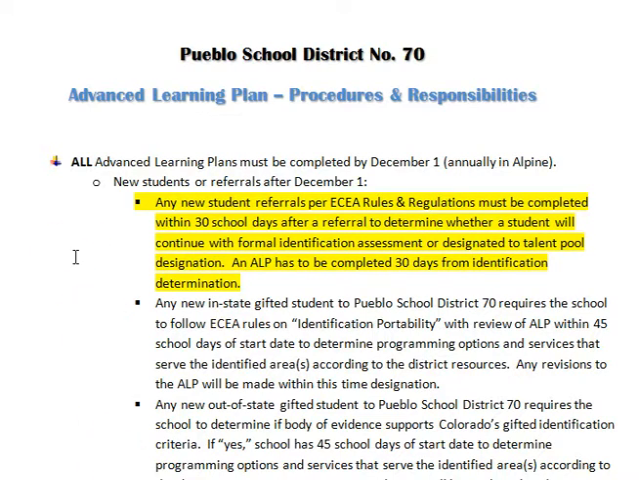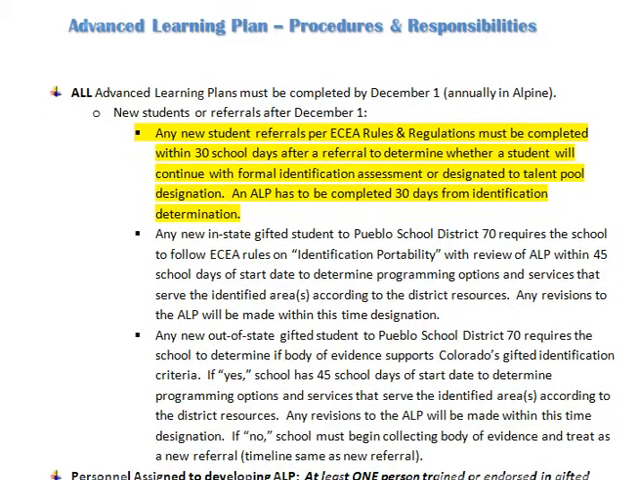Any new student referral per the ECEA rules must be completed within 30 school days after referral to determine whether a student will continue with formal identification or be designated to a talent pool designation. An ALP has to be completed 30 days from any identification determination.